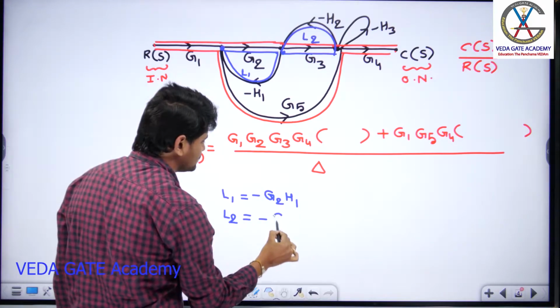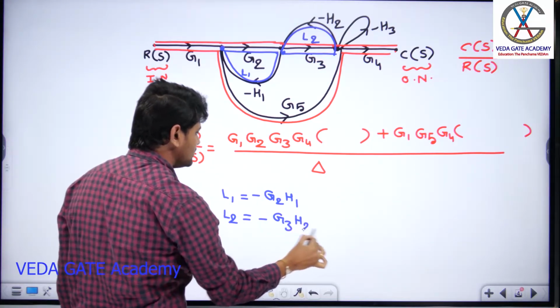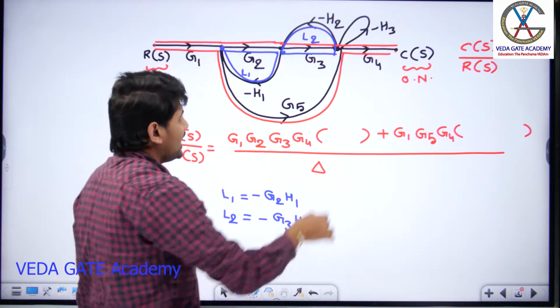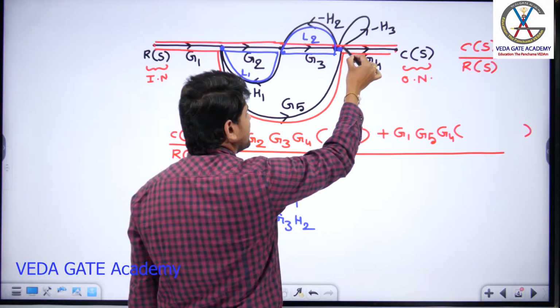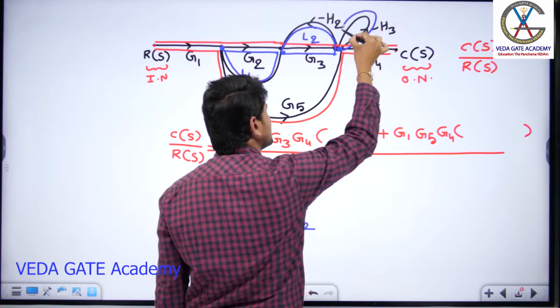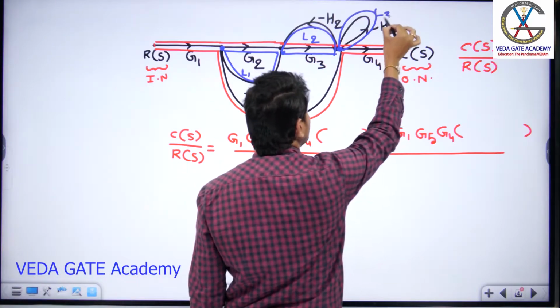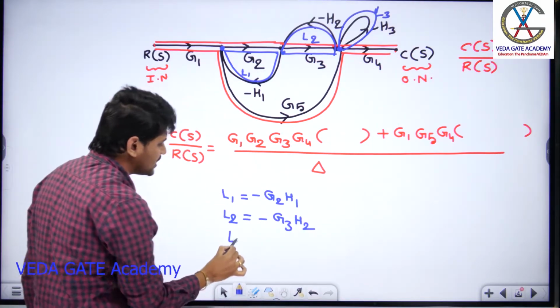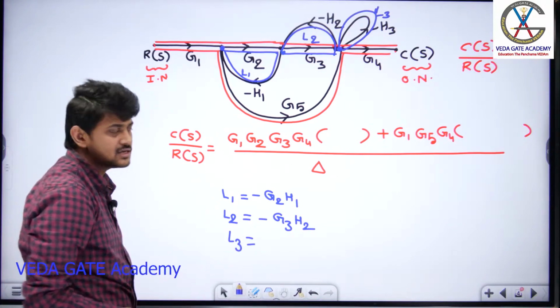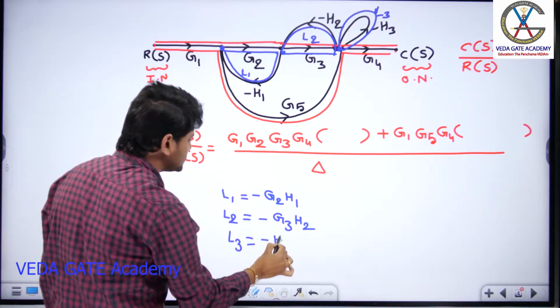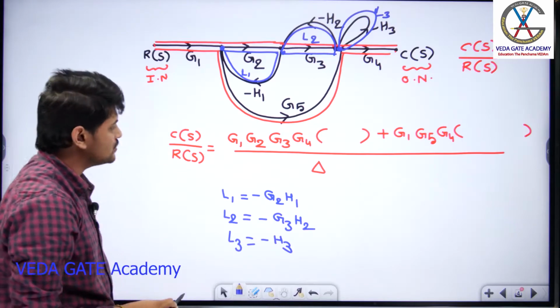G3 into minus H2, which will give you minus G3 into H2. This is my loop L2. Now, again, if I start from the same node here, and I can travel in this fashion, and I can reach the same node where I have started, this is also treated as a loop L3. Can you tell me what is the gain of this loop L3, guys? So the gain of this loop L3 is minus H3. Yes or no? Right?